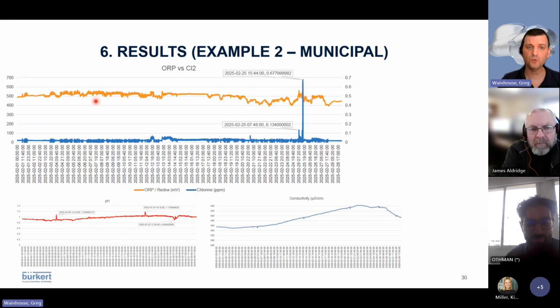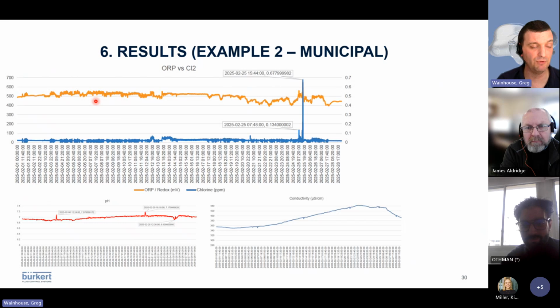Now, the other thing is we also don't know what else is in the water, because ORP can be influenced by other things. If you have a reducing species in the water, it pulls the millivolt reading in the other direction. So if there hadn't been any reducing species, we probably would have seen this ORP reading up at 650 millivolts.